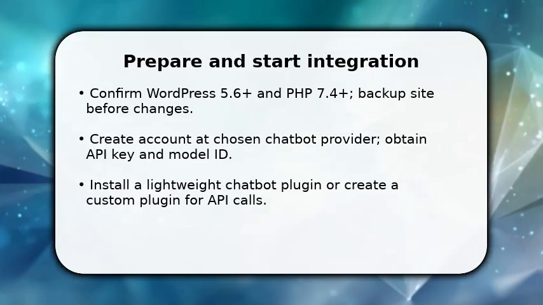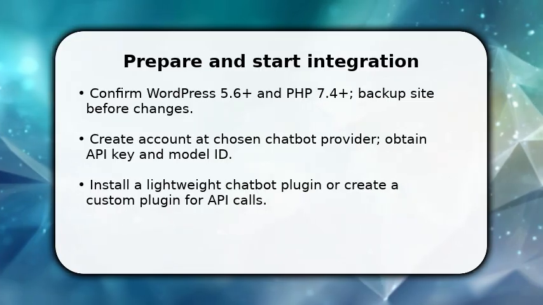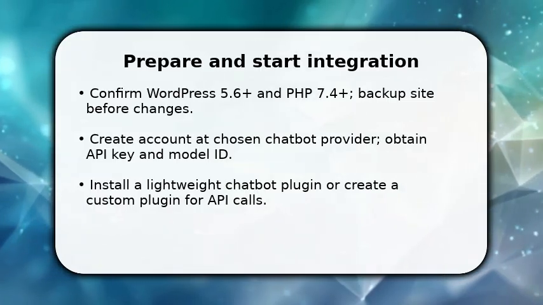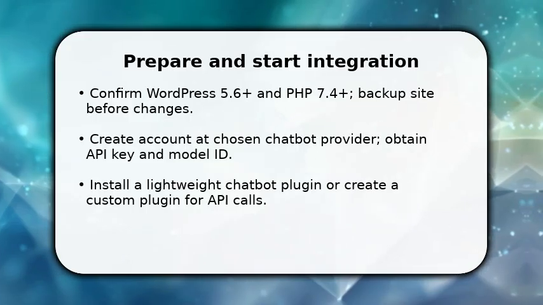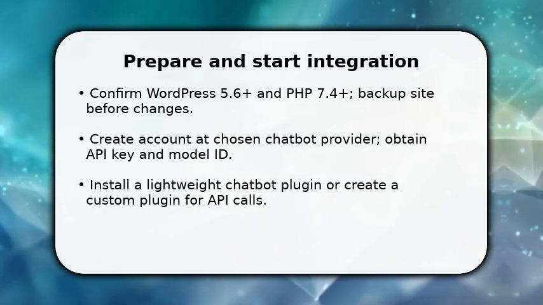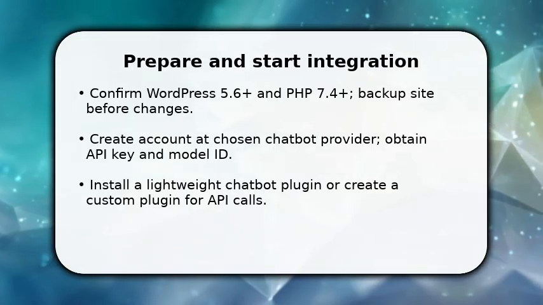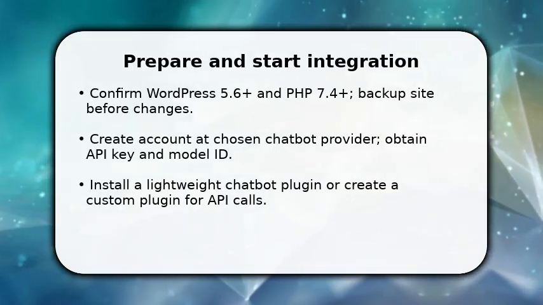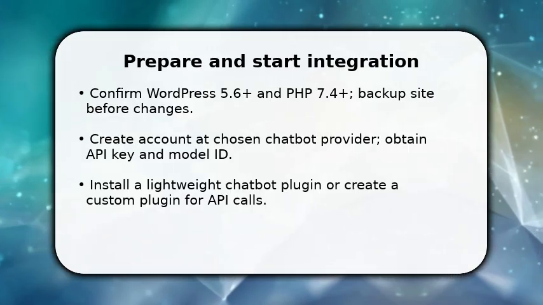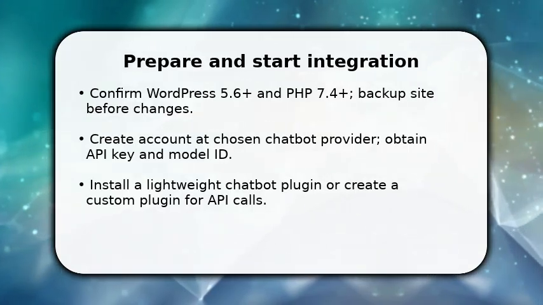You start by confirming core prerequisites: WordPress 5.6 plus, PHP 7.4 plus, and a full backup. Once done, sign up with your chatbot provider and copy the API key and model ID. Then install a lightweight chatbot plugin or scaffold a minimal custom plugin. This gives you a place to send requests.